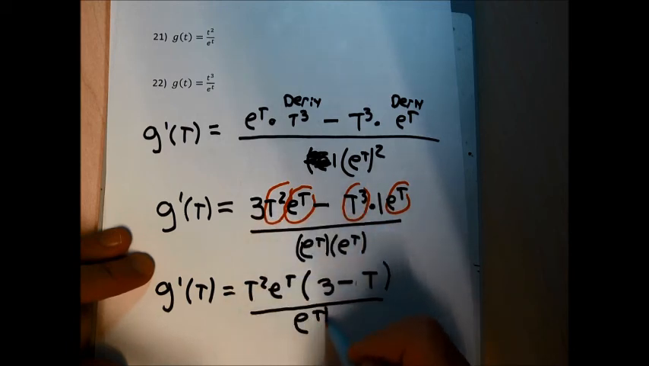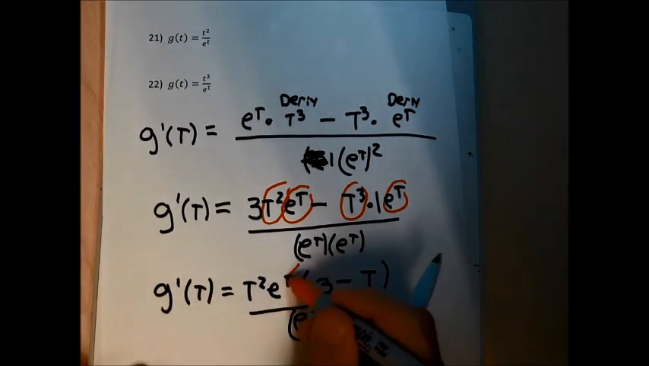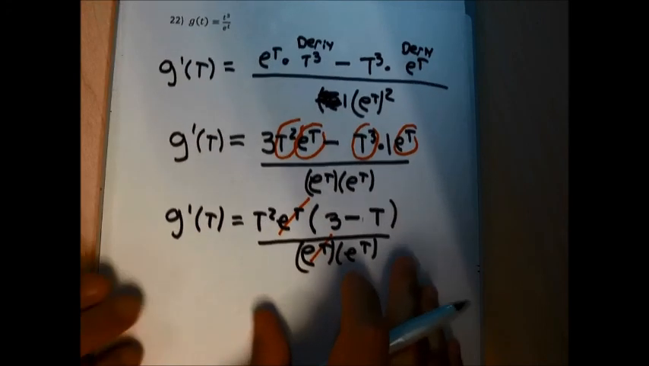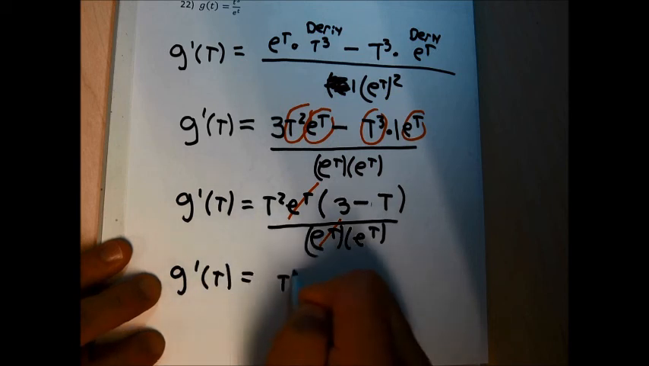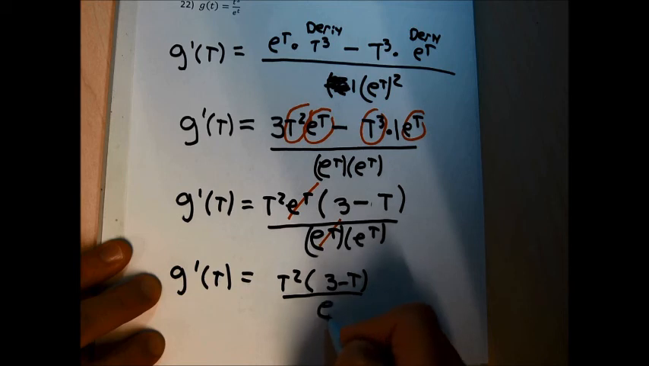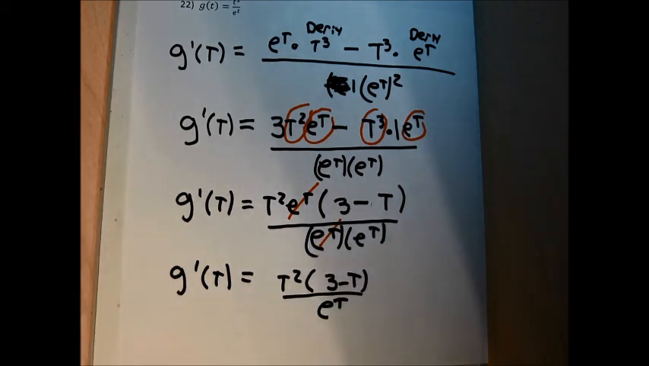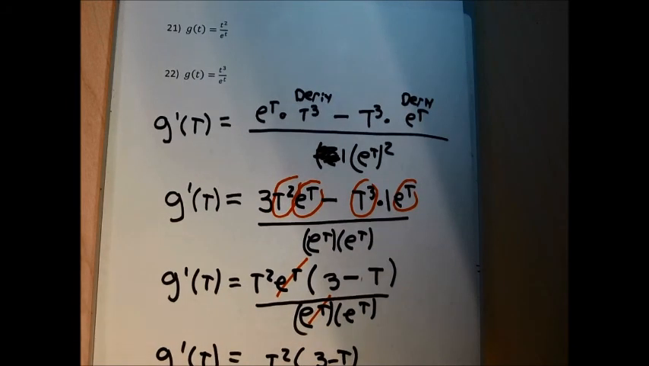And now in my denominator, I have e to the t times e to the t. One of the e to the t's will cancel. And I'm going to get, for an answer, g prime of t equals t squared times 3 minus t over e to the t. And that can't reduce at all. That's the nicest form of the answer for 22. So you should be able to mimic that when you do 21. It should be almost the same problem.